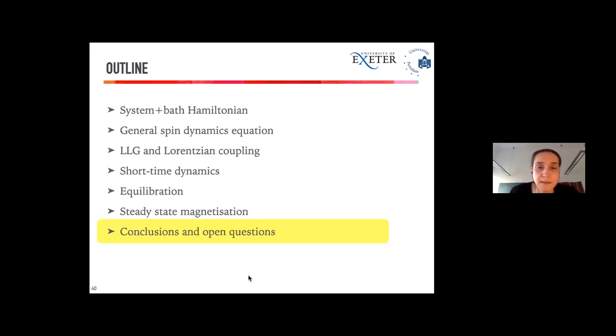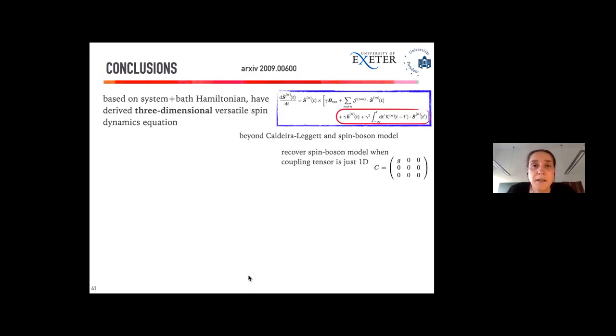Okay, I think I come to the conclusions and open questions. I hope I'm roughly in time. So the conclusions were, based on a system bath Hamiltonian, we have derived a three-dimensional versatile spin dynamics equation, which is this one. So this is very much in the logic of the Caldeira-Leggett model and the spin boson model. I think one of the interesting differences is that it's three-dimensional and you really get this cross product, which generates dynamics that is not captured in your standard spin boson model in this way. So you don't have a cross product there.